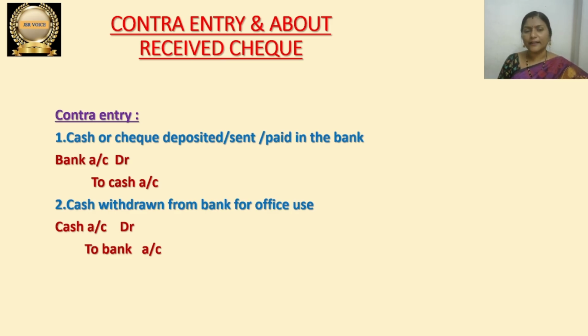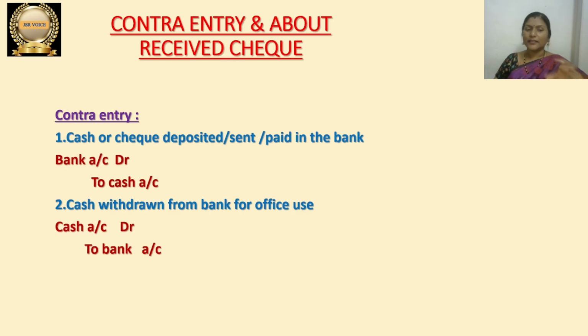Next contra entry transaction is cash withdrawn from bank for office use. So here these 2 contra entry transactions are those transactions where the business is going to deal with the bank only. First one is business is depositing money in the bank. Second one is business is taking money or withdrawing money from bank only. For what use? Office use. For business use only.